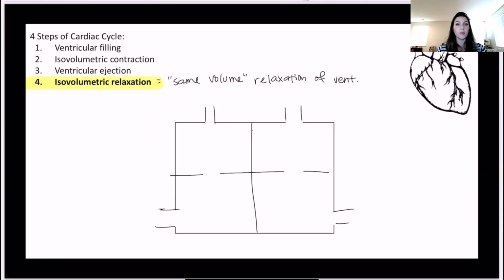Okay, so let's look at what's happening with the valves. No blood is entering or leaving, so that means all of the valves are closed. AV valves, semilunar valves, all closed. That's the nice thing about the isovolumetric part: you're like, oh, all valves are closed. So the AV valves are closed.